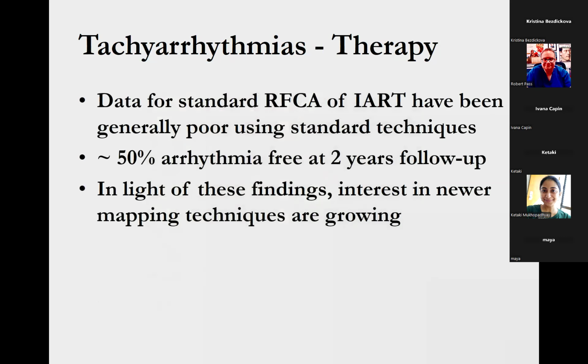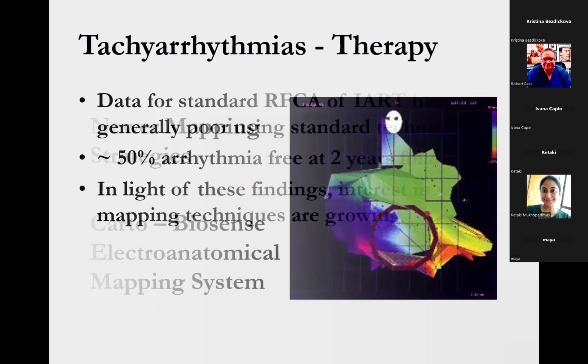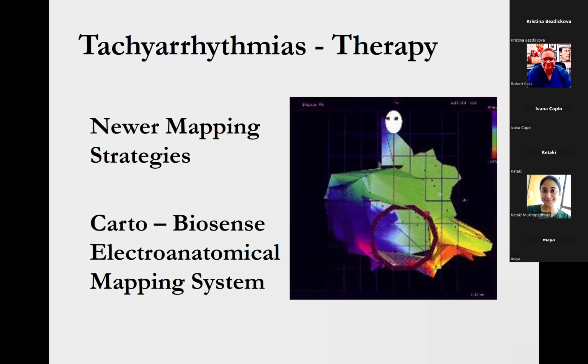The data for standard RF of IART have generally been poor, with about 50% arrhythmia free at 2 years. But remember that that is still better than any of the drugs that I just showed you on that list. And in the present era, with the advent of newer mapping strategies, such as the use of CARTO or electroanatomical mapping systems, we are now able, through a magnetic field, to demonstrate the circuits more accurately, and therefore are better able to understand the arrhythmia that we're looking at. In the past, we had to sort of do it in our mind's eye.